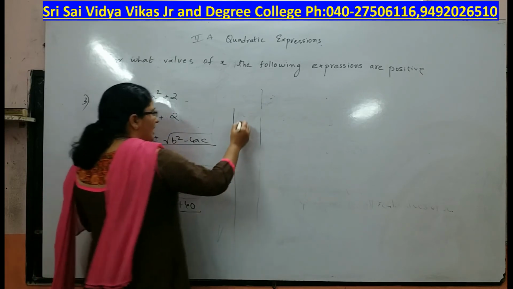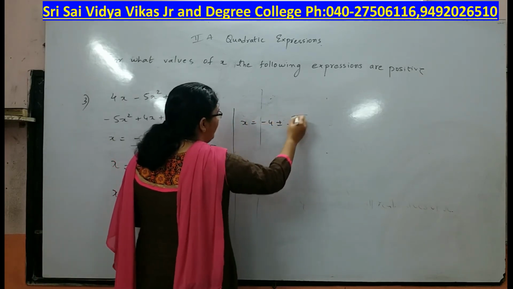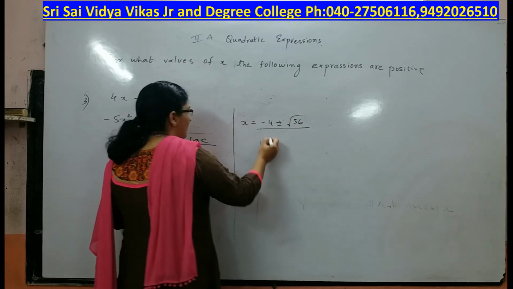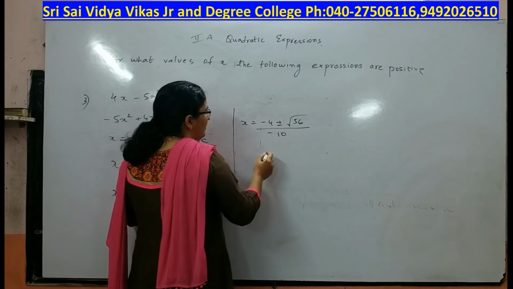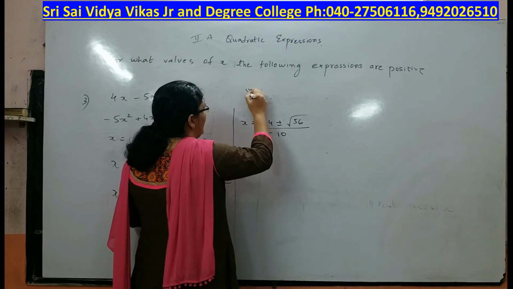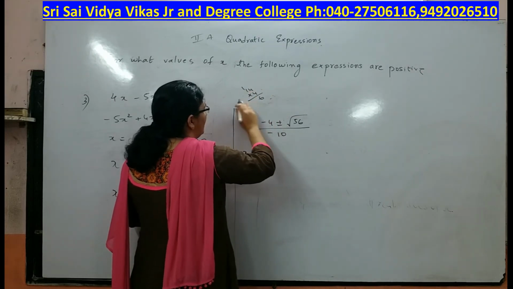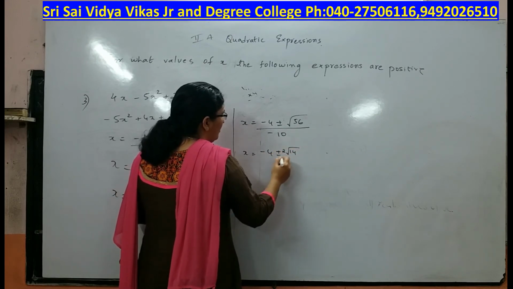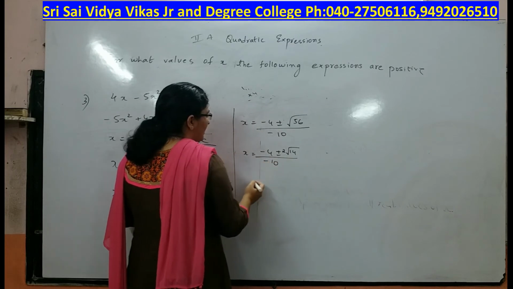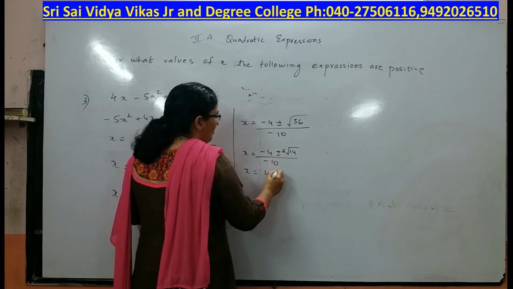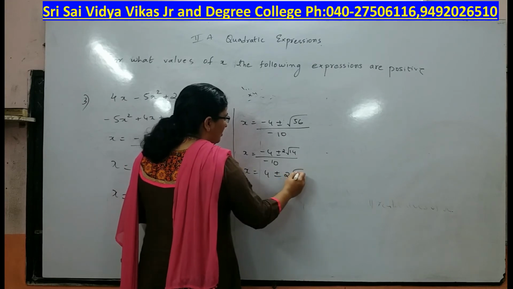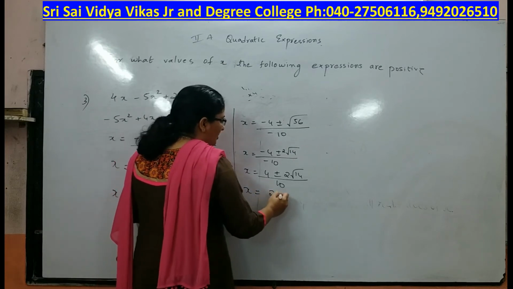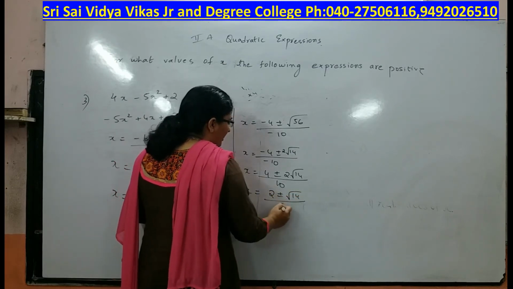You have x is equal to (minus 4 plus or minus root 56) by minus 10. 56 can be written as 14 into 4. Okay. So minus 4 plus or minus root 14 into 2 by minus 10. Take minus sign common, you have (4 plus or minus 2 root 14) by 10. Take 2 common, you have (2 plus or minus root 14) by 5.